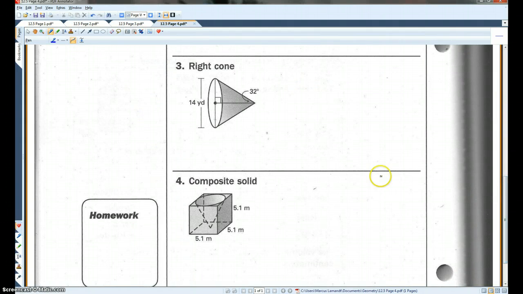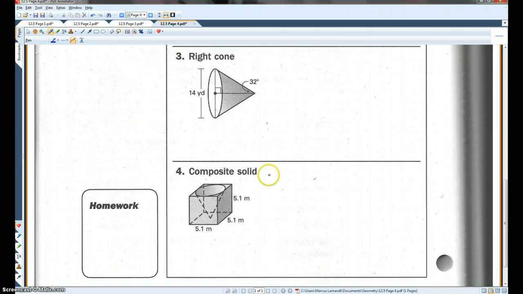Okay, last two. Go ahead and pause the video here, try these last two problems, and then when you think you have the answer, hit play.